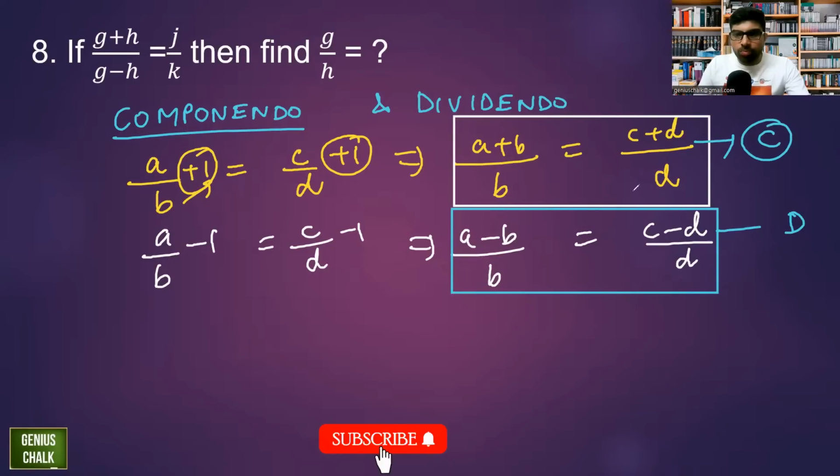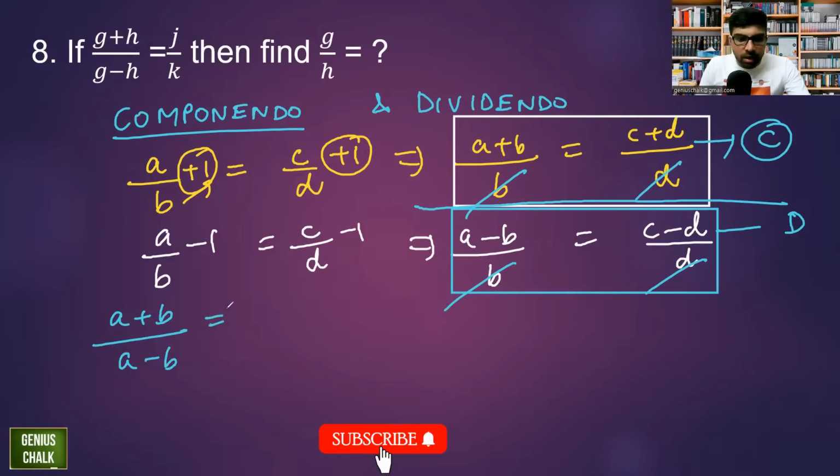Now, if I apply componendo and dividendo together, I'm just deriving the formula for you first. If I divide both these equations, B will get cancelled and D will get cancelled. So what I'm left with is A plus B by A minus B, which will always be equal to C plus D by C minus D. So this is what we call applying componendo dividendo in a single step.